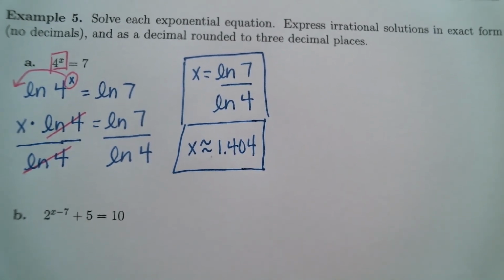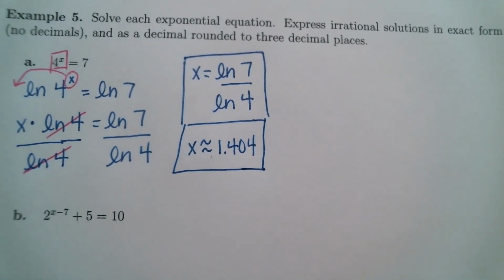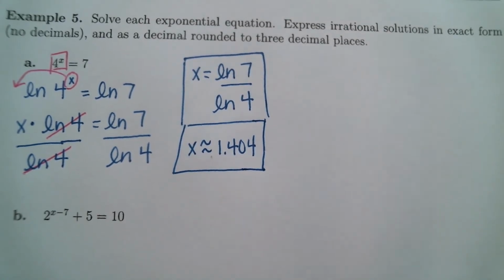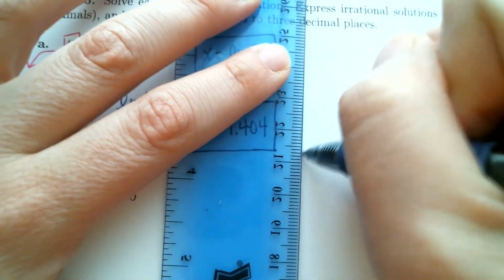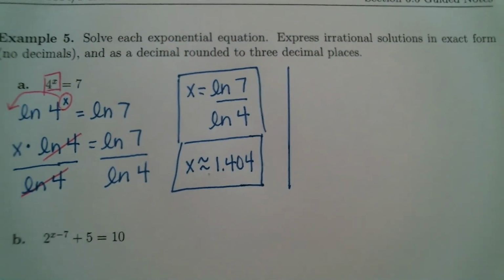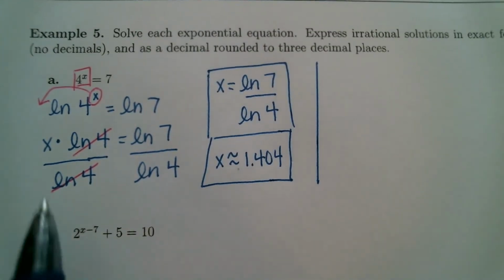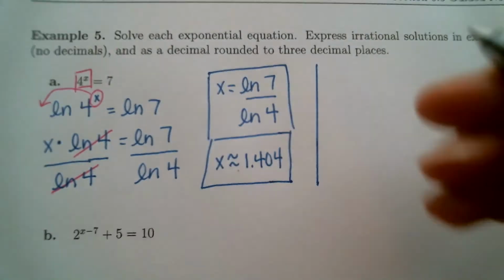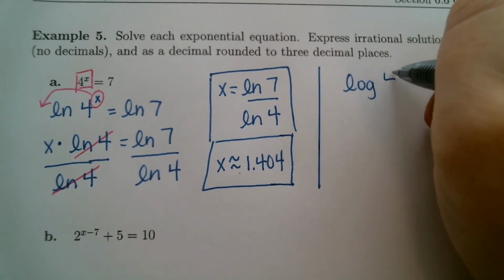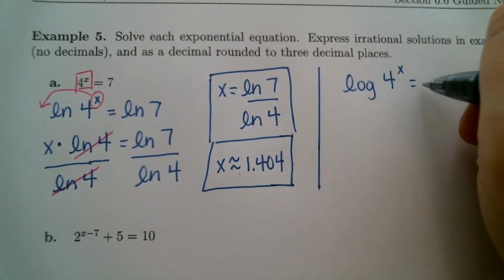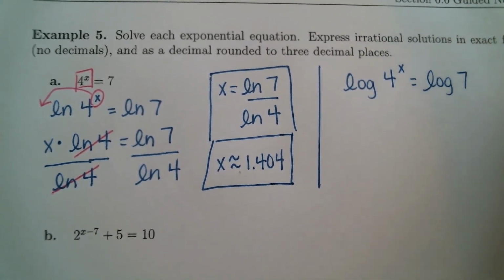I am going to rework the problem, but I'm going to use log. You're going to get the same answer. So let's watch this. If I did this with log, I'm going back to the original problem, and I decided, hey, I'm going to use log instead. So I would have the log of 4 to the x is equal to the log of 7.